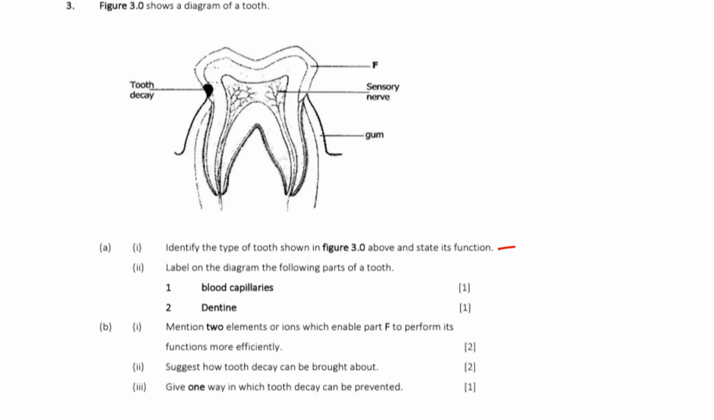So the type of teeth that you are able to see here, it is called what? If you are going to write the premolar or the molar, okay, the answer is still correct, because they have, as we can see, the structure. Then now, what is the function? So the function we said is for crushing and grinding, okay, crushing and grinding of what? Of food. That is the function.